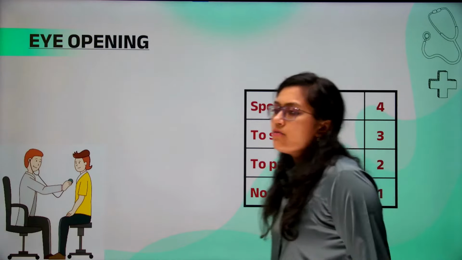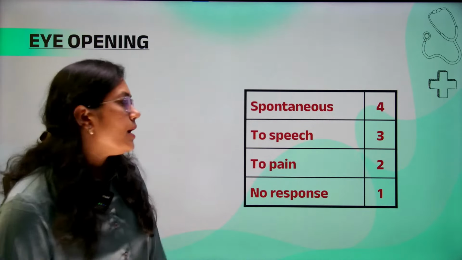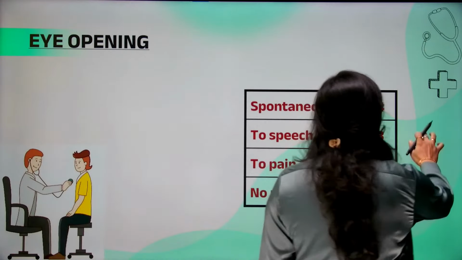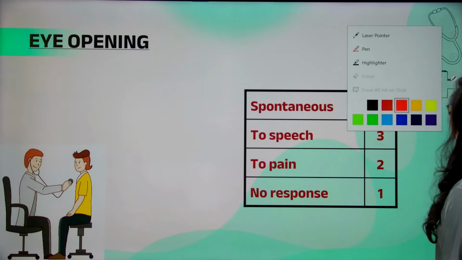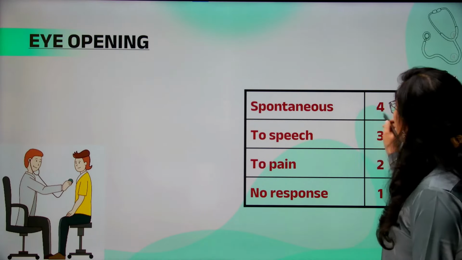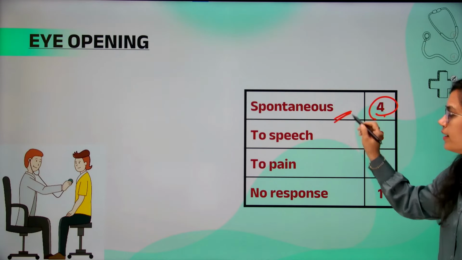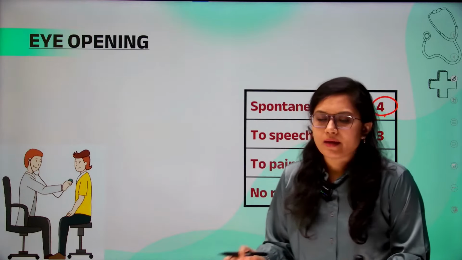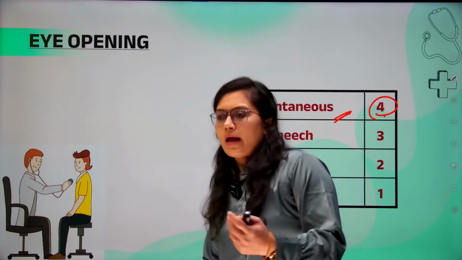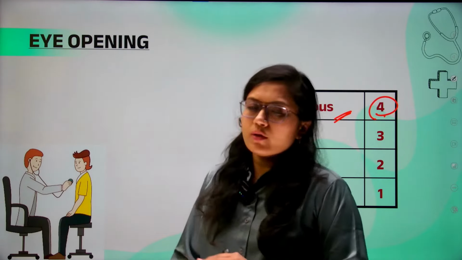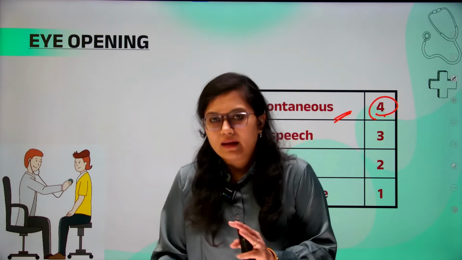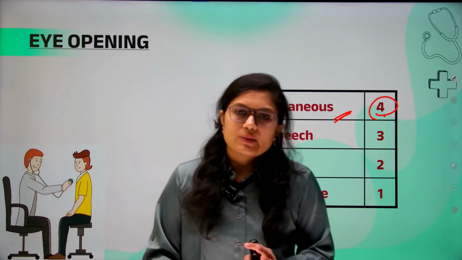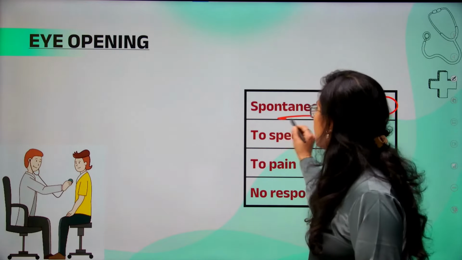So first is eye opening. Eye opening has 4 grades. You can see here that the first is spontaneous. For example, if I am going to the patient, the patient is not sleeping, just lying on the bed, and as I go into the room the patient opens the eyes, that is a very quick response. That is a spontaneous response.